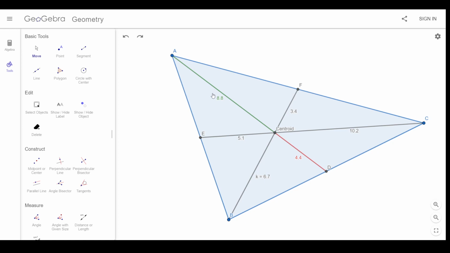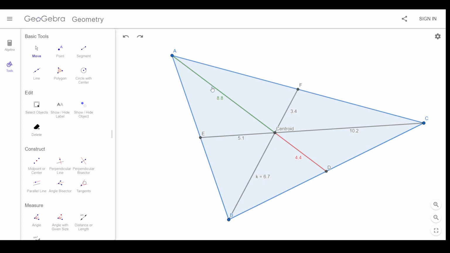I don't know if they do this or not. I don't think they really do. But they possibly could give this to you in terms of x, right? This might be 2x, this might be 5x or 5x plus 2 or something like that. So you might have to solve for x.